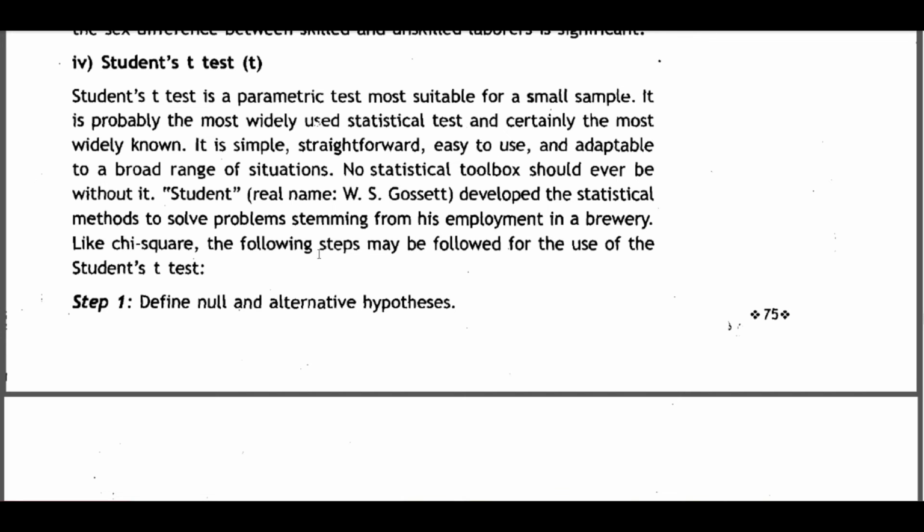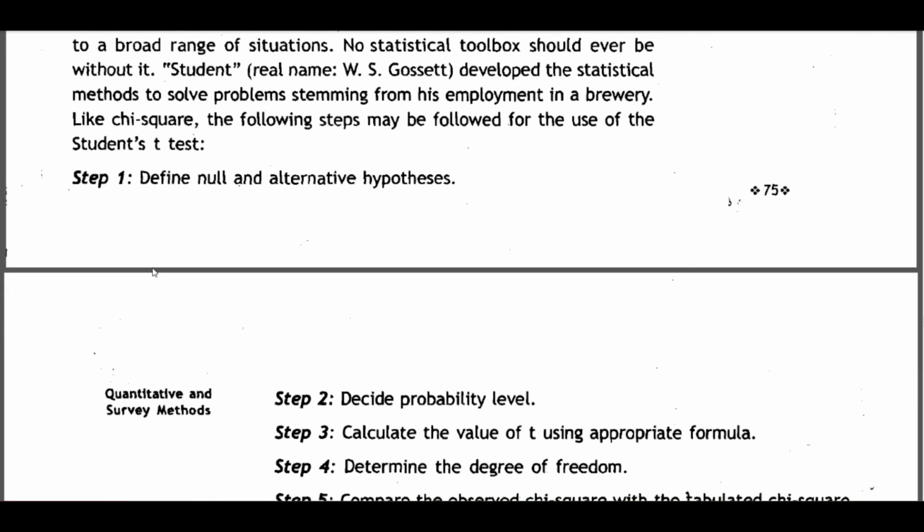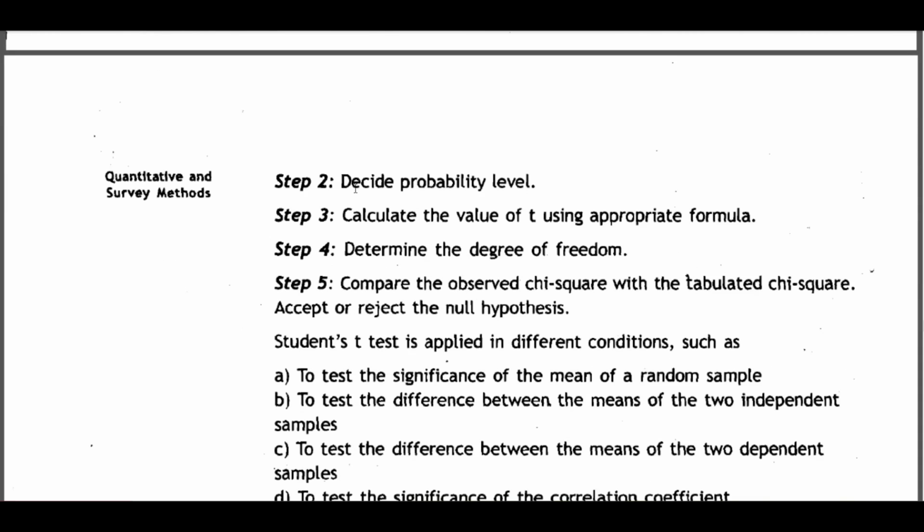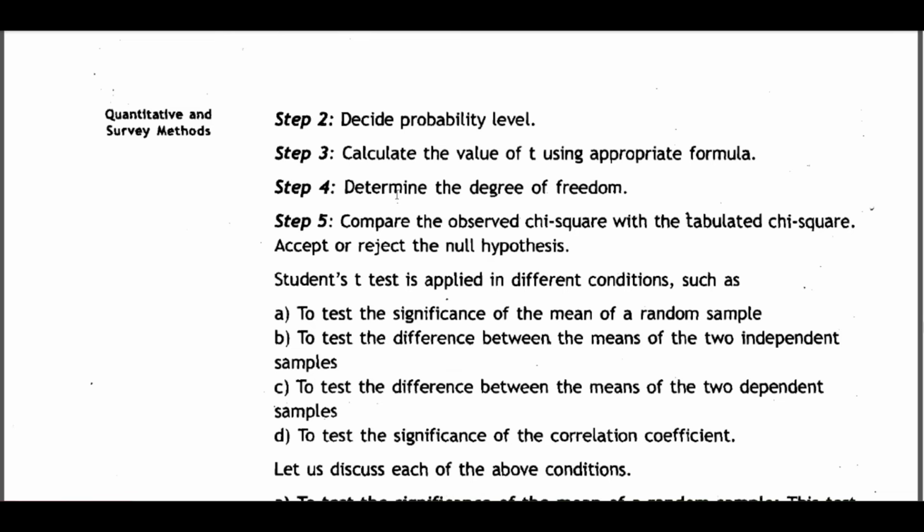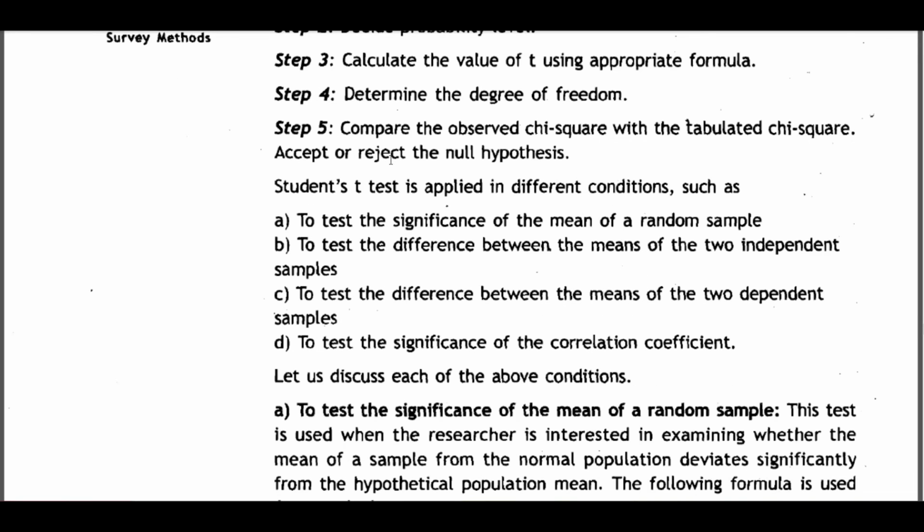Like chi square, the following steps may be followed for the use of Student's t-test. First, define the null and alternative hypothesis. Second, decide the probability level. Third, calculate the value of t using the appropriate formula. Step 4 is determining the degree of freedom. Step 5 is to compare the observed t with the tabulated t, and accept or reject the null hypothesis.